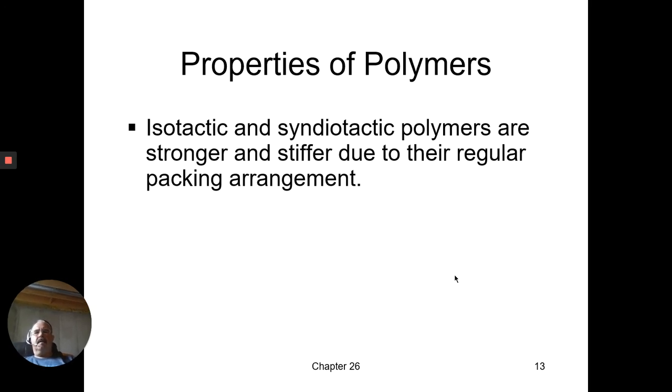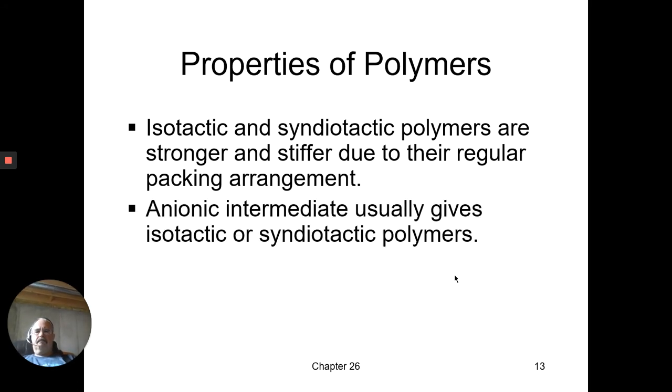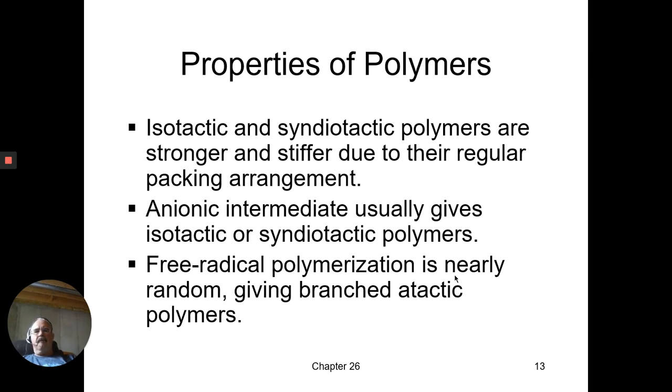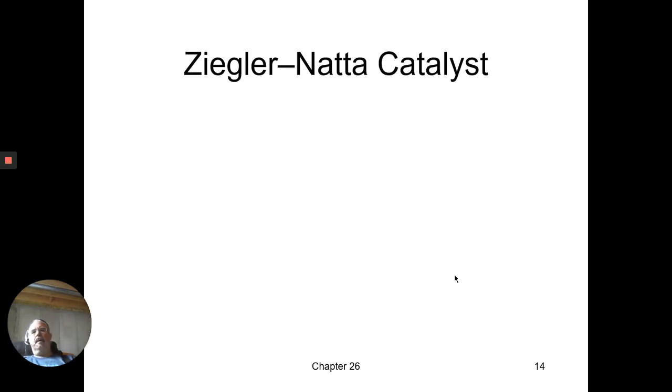Isotactic and syndiotactic polymers are stronger and stiffer due to their regular packing arrangement. Anionic intermediates usually give isotactic or syndiotactic polymers. Free radical polymerization is nearly random, and so that gives the branched atactic polymers.